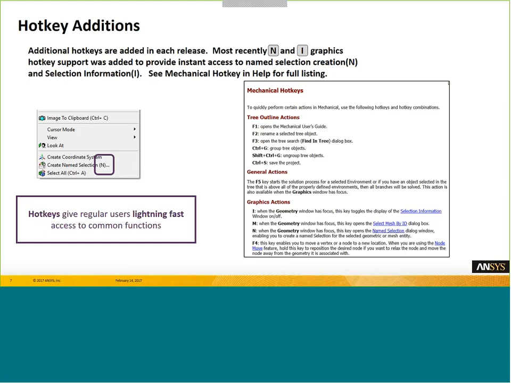So if you pick on a vertex or a body, for example, hitting I will give you the selection information panel down in the bottom left under the details pane. As always, the help listing contains all of the details there, so you can more quickly review the hotkeys that are available to you and maybe see some hotkeys that came in previous releases that you didn't know about.